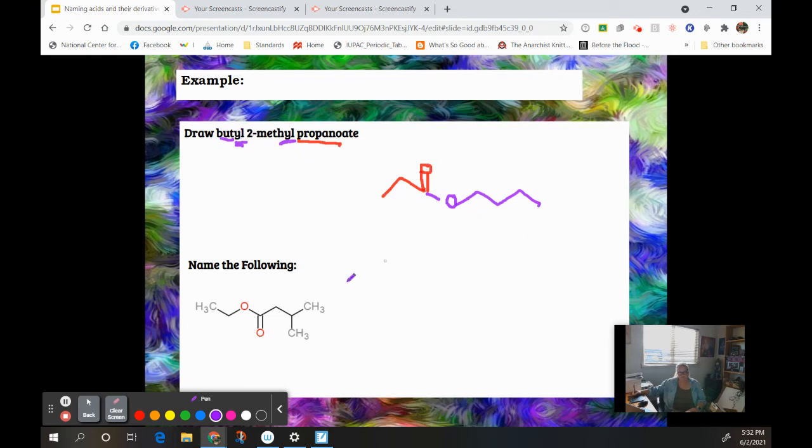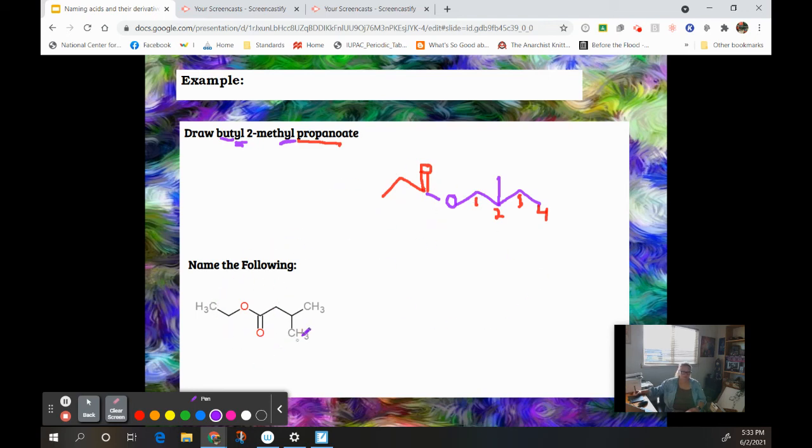Lastly, counting from where the single bonded oxygen is, 1, 2, 3, 4, there's going to be a methyl group. So on that side there's going to be a methyl. So I'm going to put a single bonded oxygen there like that. And that is going to be a correct drawing for butyl, which is this piece here, 2-methyl, which is this piece here, propanoate, which is this piece here.